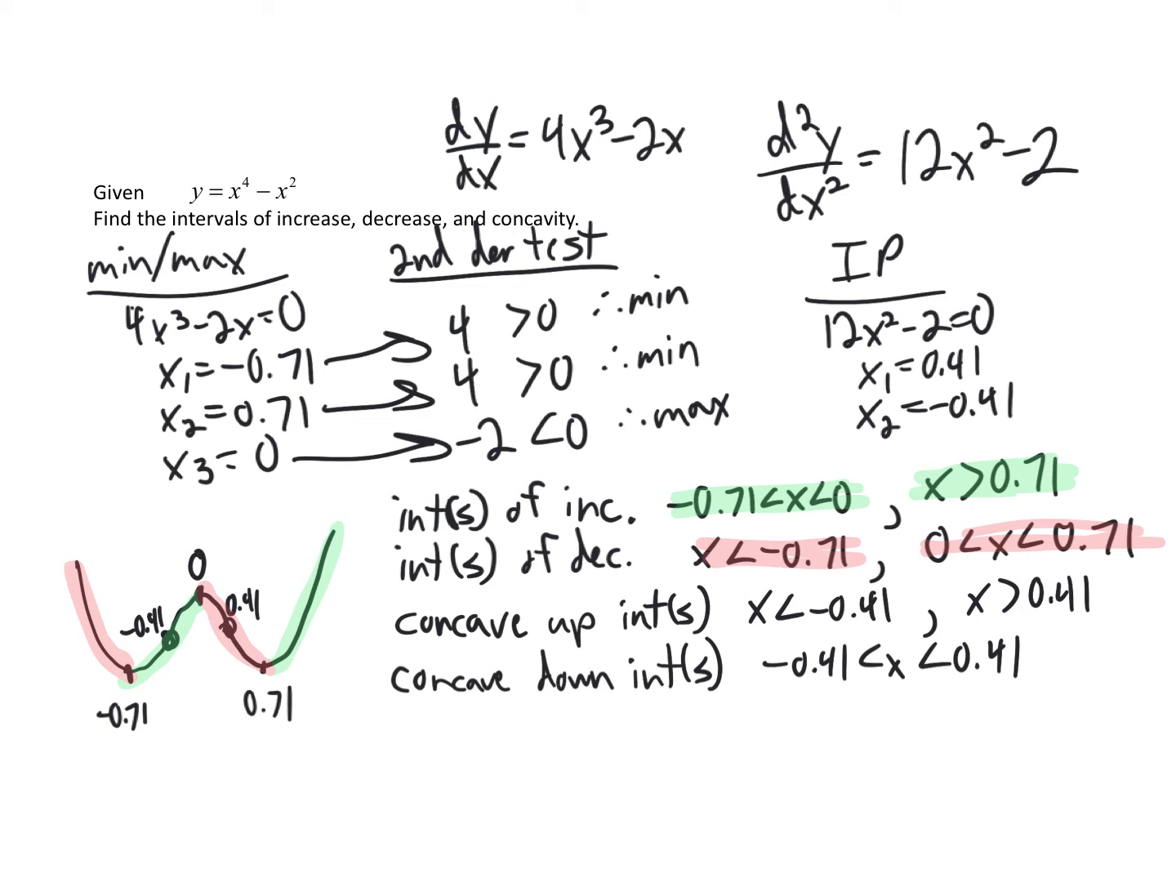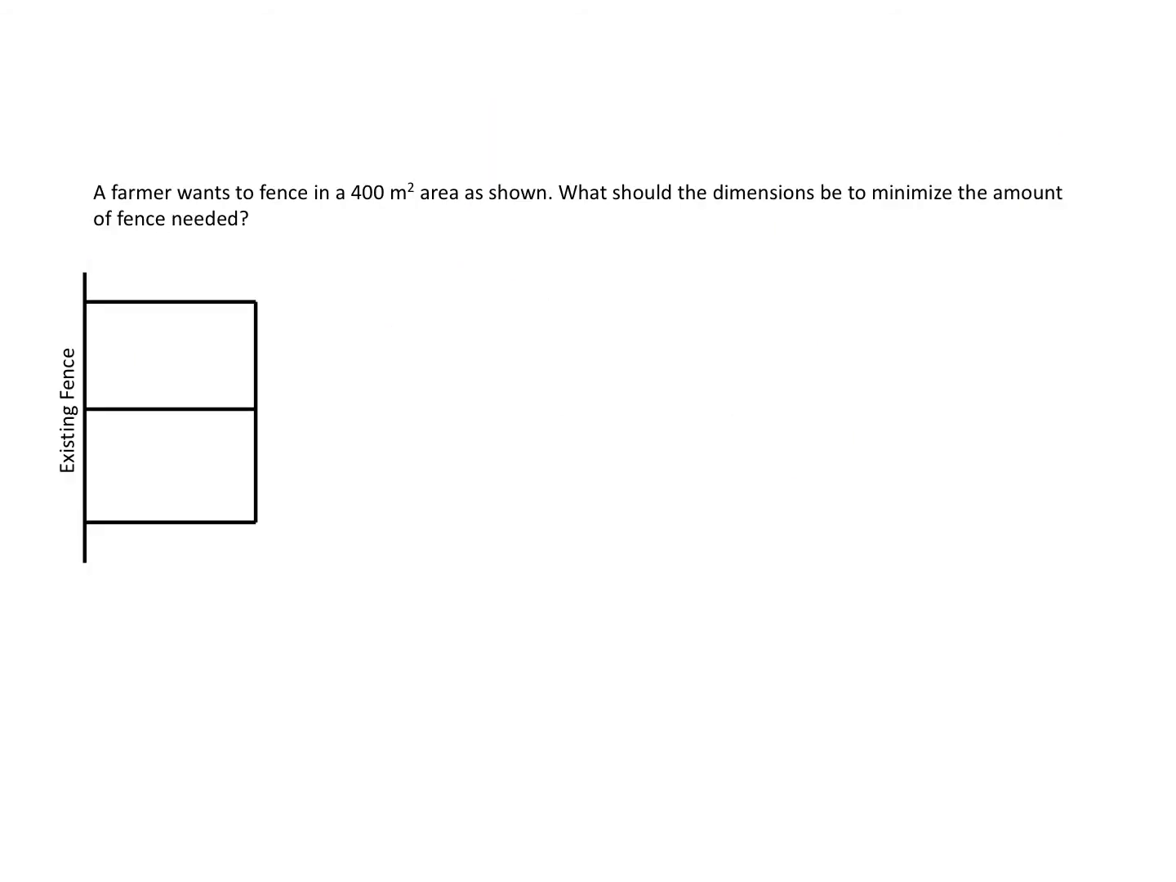And then if we look at concavity, concave up here and concave up here were these two intervals, and concave down here was this interval. Okay, now let's do a couple of optimization examples.